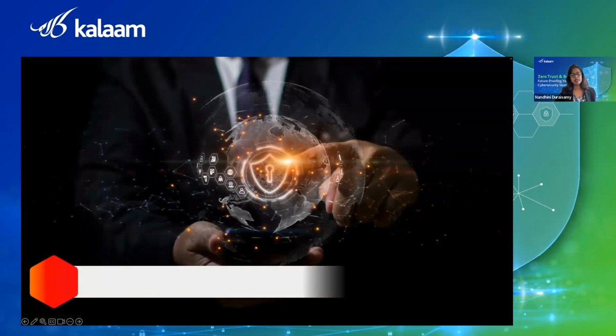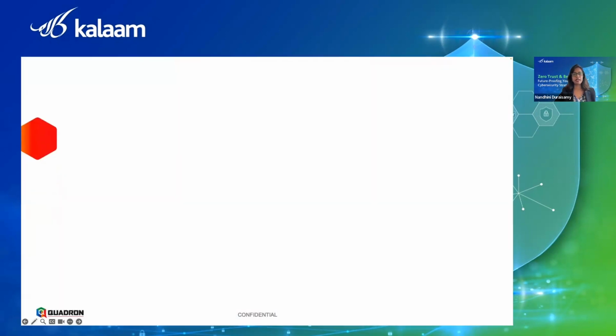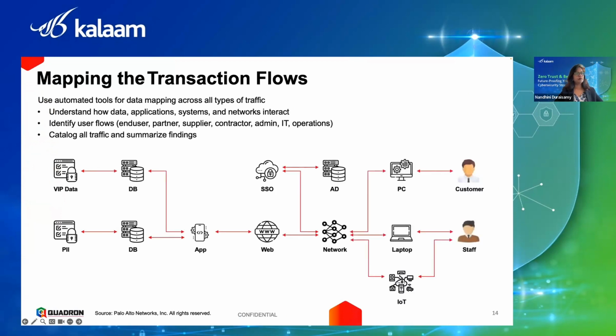Now, having seen how to select the protect surface, let's see how we map the transaction flows. This is a general environment every organization has. You have a customer logging into their PC, accessing the e-commerce portal through your network, which goes to the web, and there is an application or a web server which is accessing the database which has the PII information. There are IoT devices which connect to your environment. There is an employee connecting to your environment.